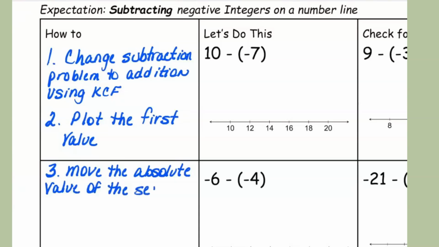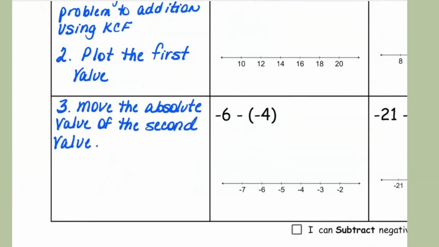So if we're moving in the negative direction, we need to remember that we are moving to the left. And if we are moving in the positive direction, we need to remember that we're moving to the right. So step number 3 is to move the absolute value of your second integer. And if you flip it and it becomes negative, you're moving to the left. If you flip it and it becomes positive, you're moving to the right.